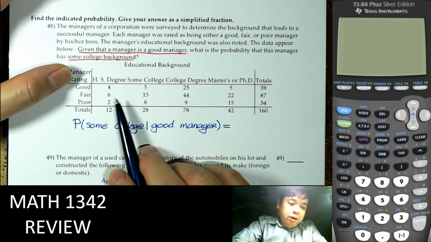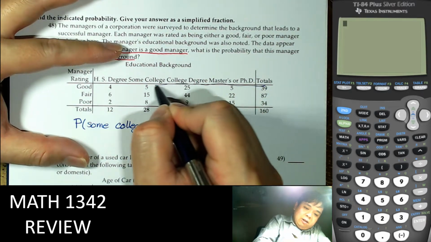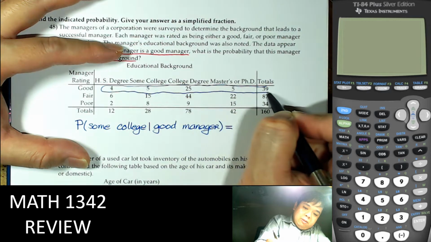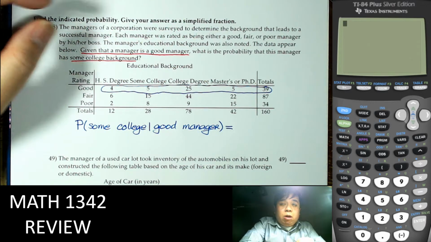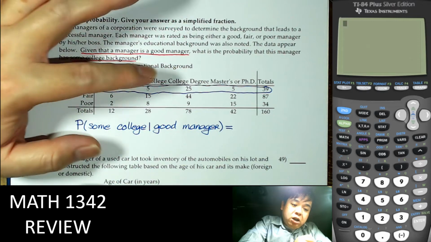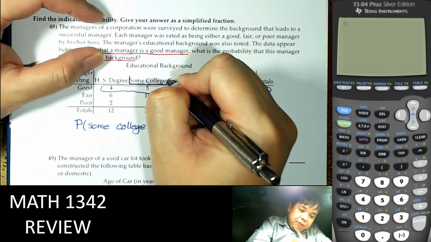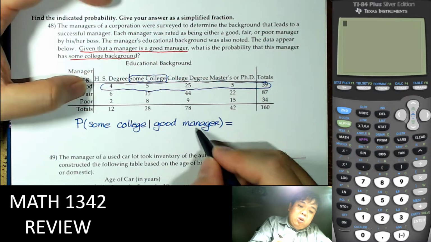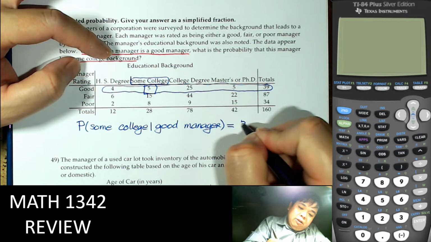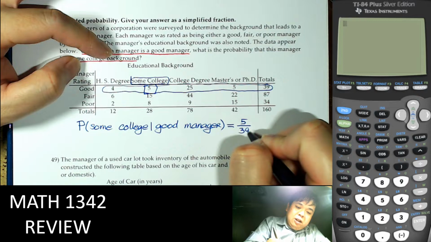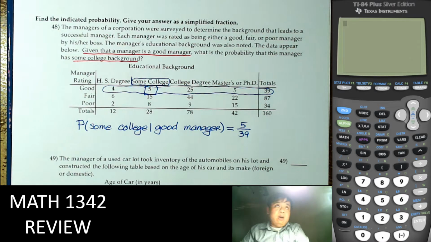So we will look for a good manager. That is the rating. So we will look at this. Right. Now I have to be a little clear here. When we say have some college, we mean only some college and not the college degree or the higher degree. So we just focus on the some college here. And out of the 39 good managers, 5 of them have some college background. So that will be 5 over 39. Of course, those with the college degree also have some college background, but we consider that a different category.